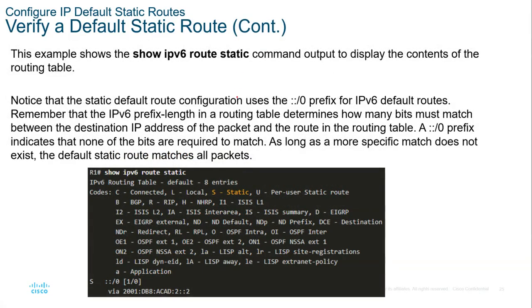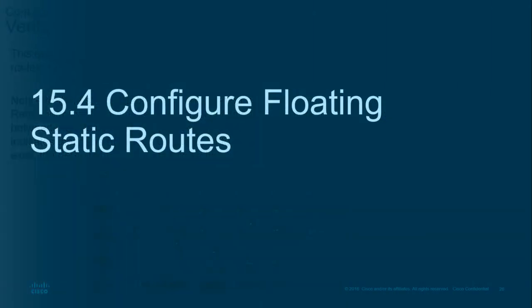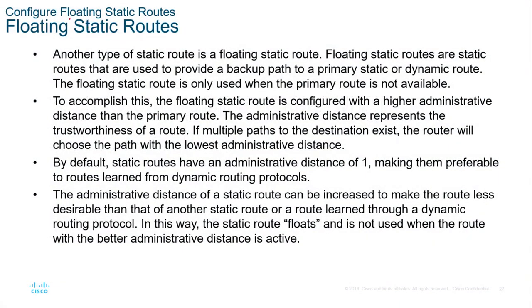So here is the continuation. If you want to verify IPv6, you will do the same: show IPv6 route static. As you can see, we have it here as S. This is our default static route. As you can see, it is not specifying any network address. Configure floating static route. So floating static route is another type of static route.